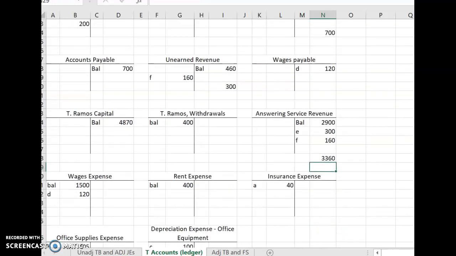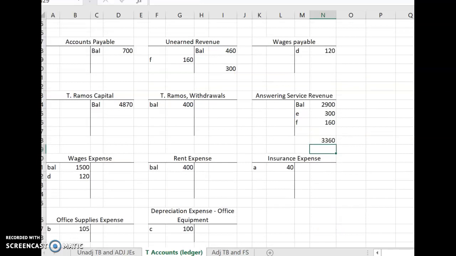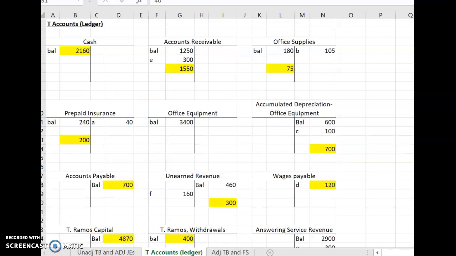And answering service revenue has $33.60. Office supplies expense and depreciation expense don't have anything to do. Okay, so I went through and highlighted the balances so that I can copy these balances onto my adjusted trial balance. So I'm going to take these balances and I'm going to put them on the correct side, the debit or the credit side, depending on where the balance is on my trial balance.